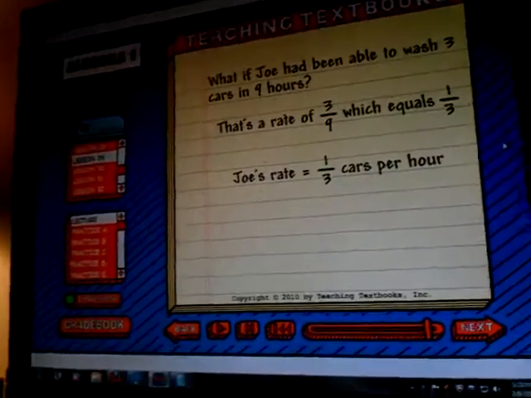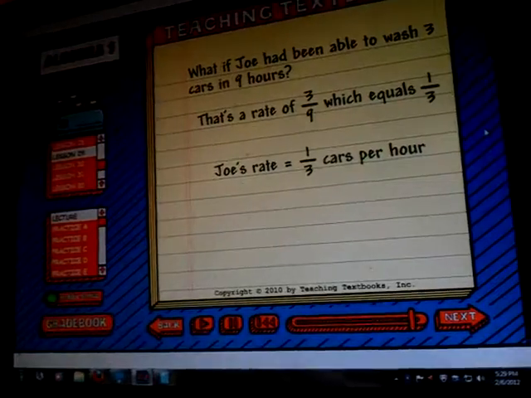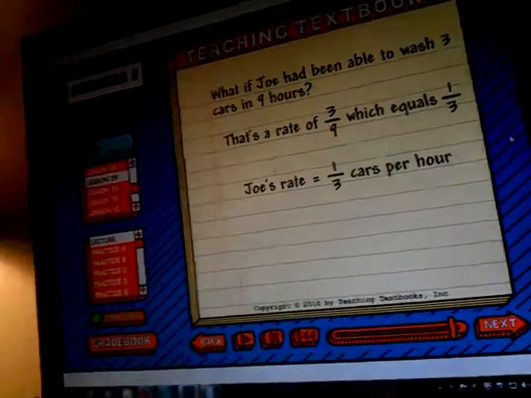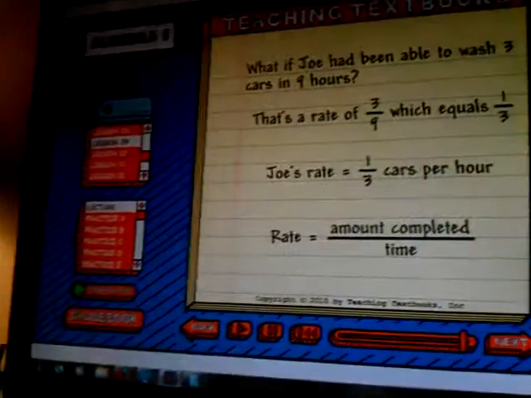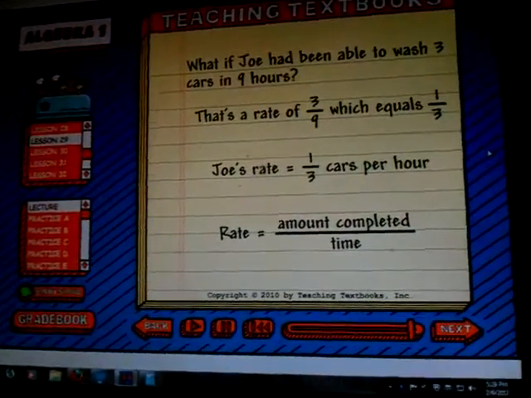That's how you calculate a rate. You just take the amount that the person can complete, number of cars or whatever, and divide it by how long it took, and then you can get the rate. If the rate's not given to you in a simple way, the way it was in the last problem, where it just says 3 cars per hour.